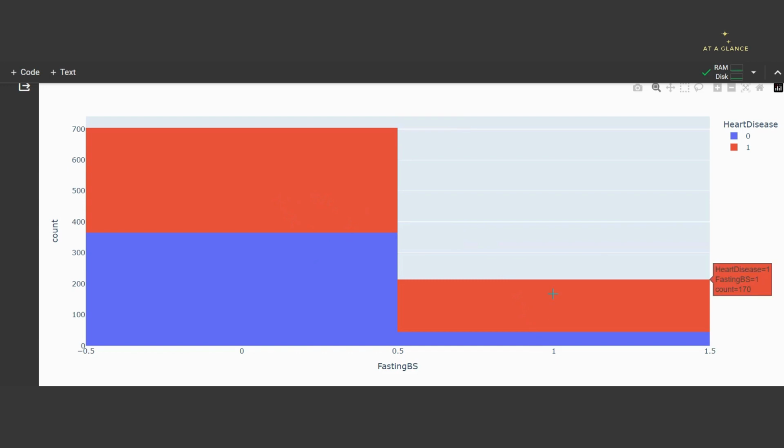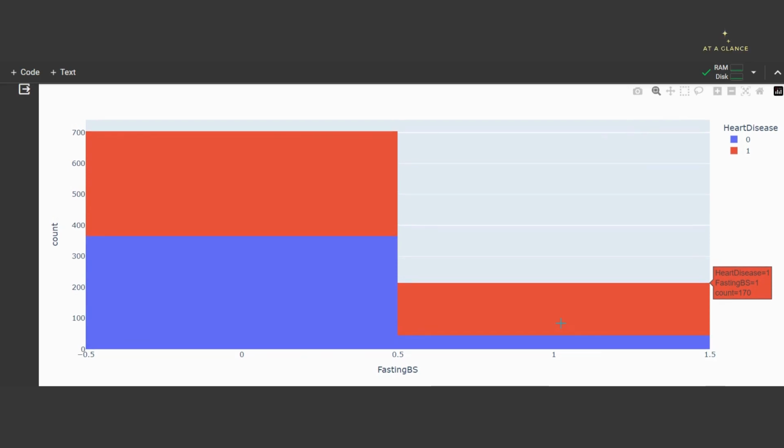Similarly, if we look at the bar for 1, here there are patients whose blood sugar count is greater than 120. Here we can clearly see that the patients having a blood sugar count greater than 120 have a higher risk of heart disease, because more of the patients with a blood sugar count greater than 120 have heart disease in this particular data set. So this is the conclusion that we can make by looking at this particular histogram.